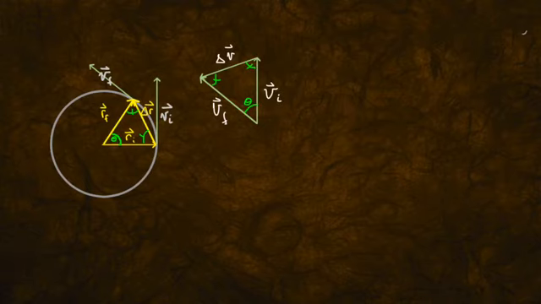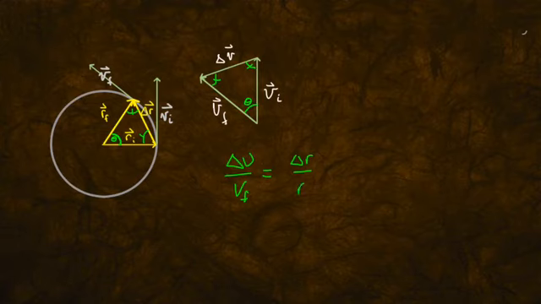We know that delta V, let me get my notes here. All right, the delta V over our final velocity is going to equal delta R over our final R, right?